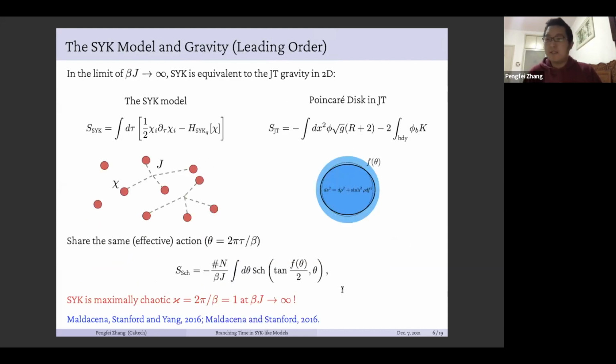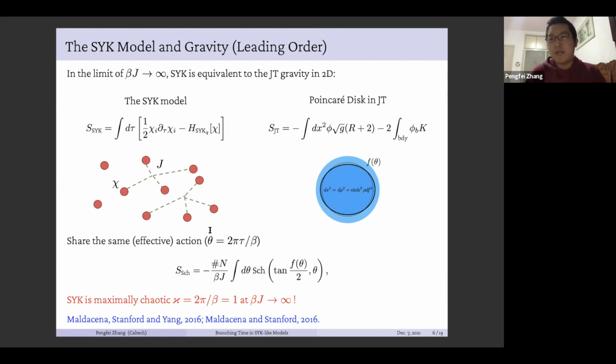One can further ask, what is a soft action for the SYK model at the low temperature limit? To the leading order of the 1 over beta J expansion, it is known that such an action is called a Schwarzian action. One can do an independent calculation from the gravity side.